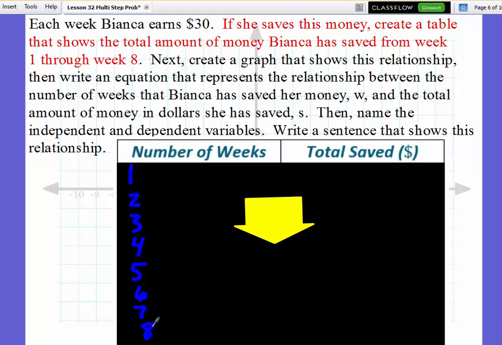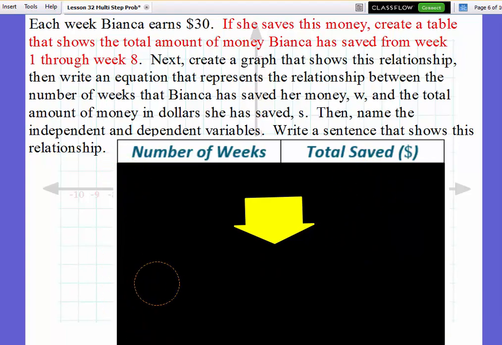How much does she save each week? Well, it says the first week she's saving 30. The next week she's going to save another 30. So what is 30 plus 30? That's 60. Next week she saves another 30, so I'm going to add 30 to that number. That would be 90. Next week she saves another 30, so that's 120. And I'm going to keep on going till I get to my 8th week.